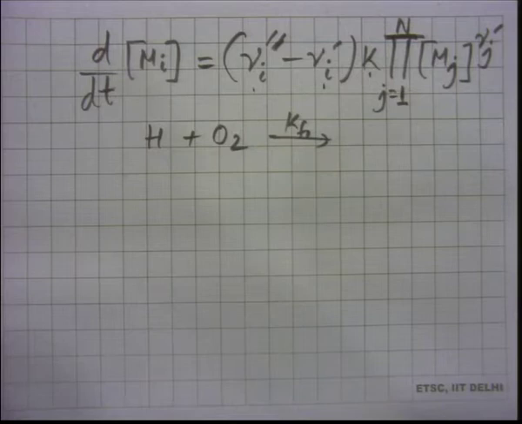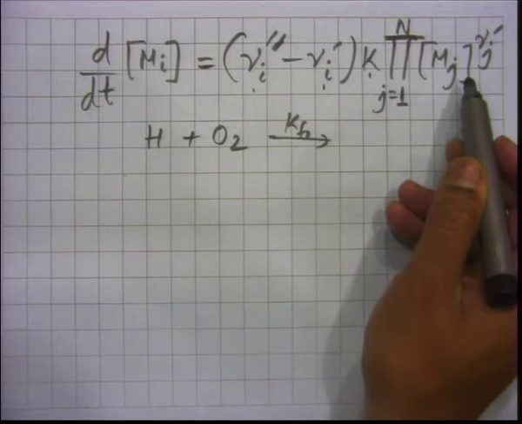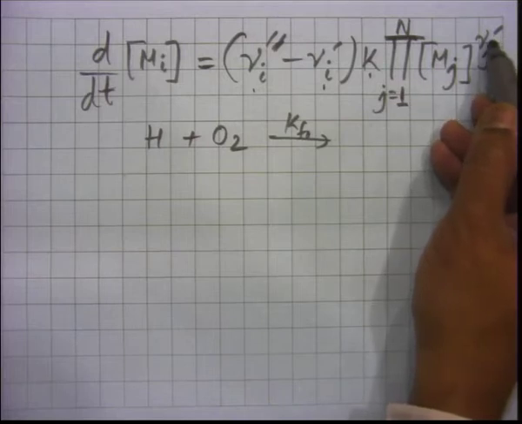This is j equal to 1 to n, so it will cover all species, but they will be raised to the coefficients on the left hand side. Okay.